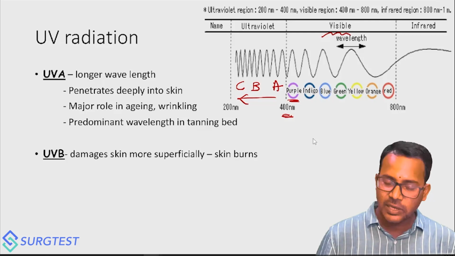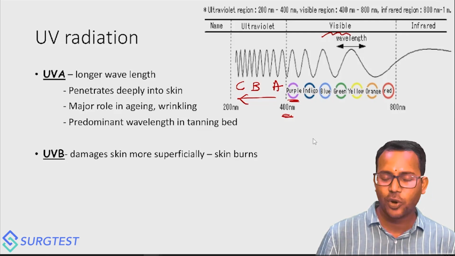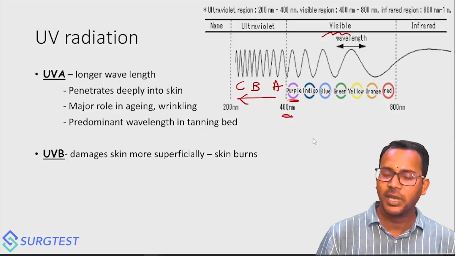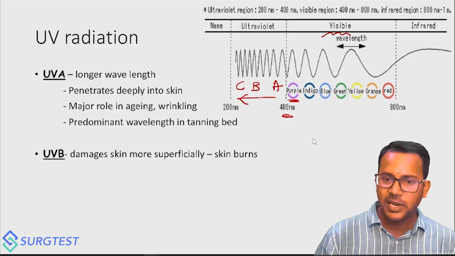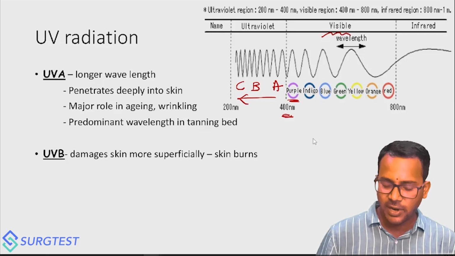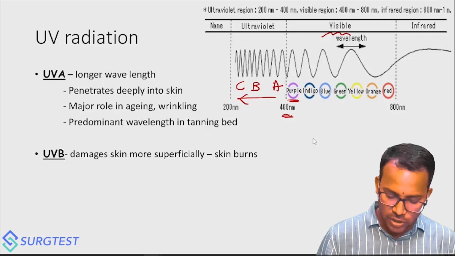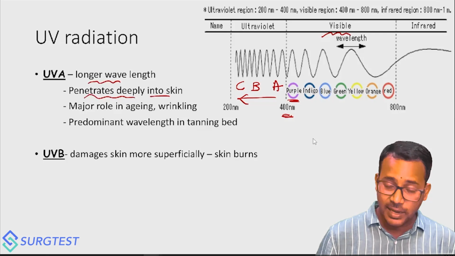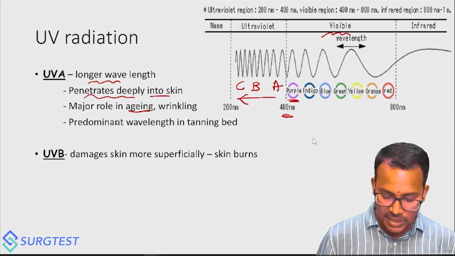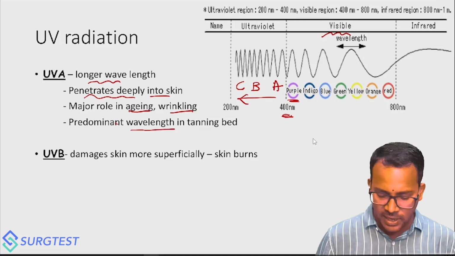So that is the reason why ultraviolet C is not usually contemplated for the skin malignancies. It is mainly ultraviolet A and ultraviolet B. Ultraviolet A has got a longer wavelength. It penetrates deeply into the skin and it has a major role in aging and wrinkling. However, it is the predominant wavelength in tanning beds.